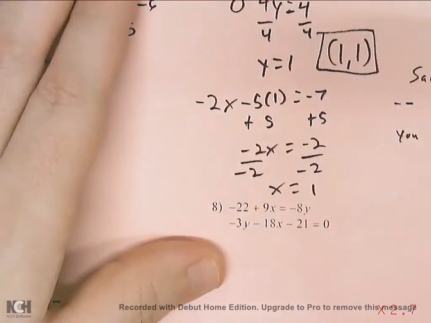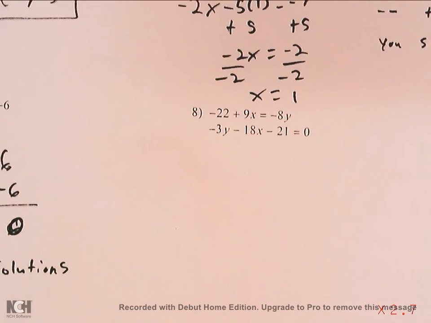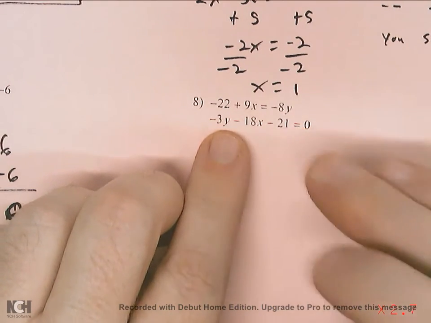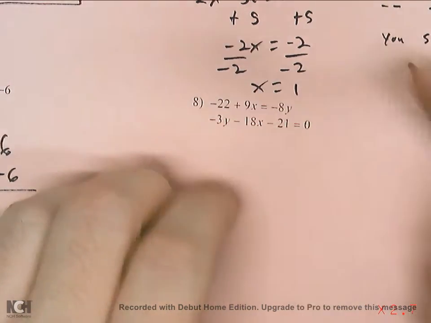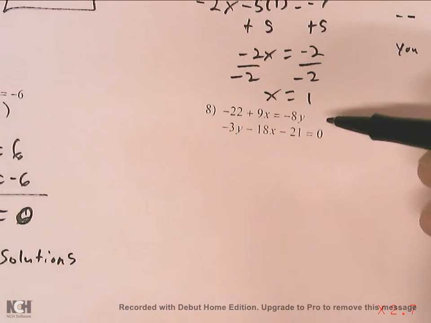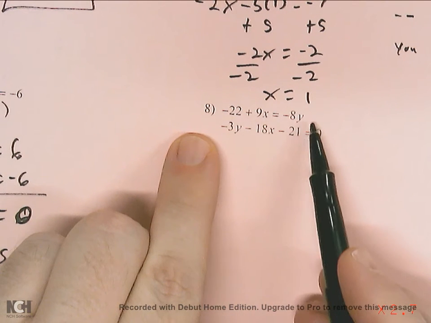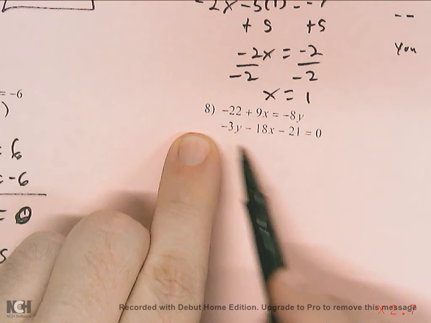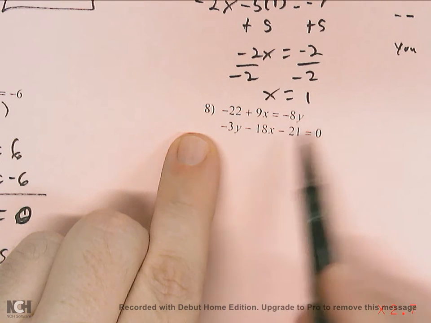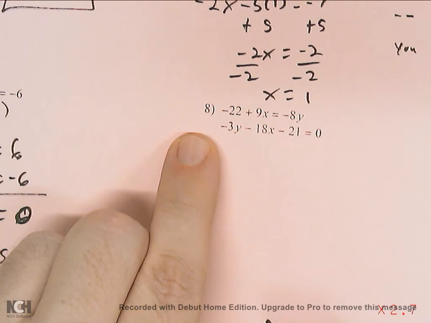Okay? Then, the last one I want to talk about is this one right here. Again, in order to use elimination, all the same types need to be over each other. They need to match up in each equation. So this top equation has a constant and an x on the same side, and then it's equal to a y. The bottom one has them all on the same side. So in order for me to actually use elimination, I need to get them to match up in each equation.